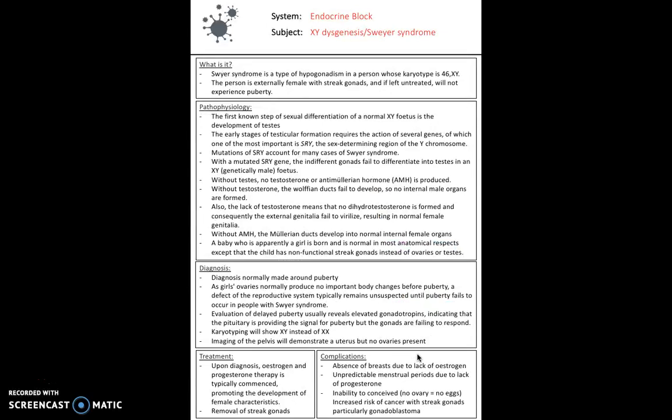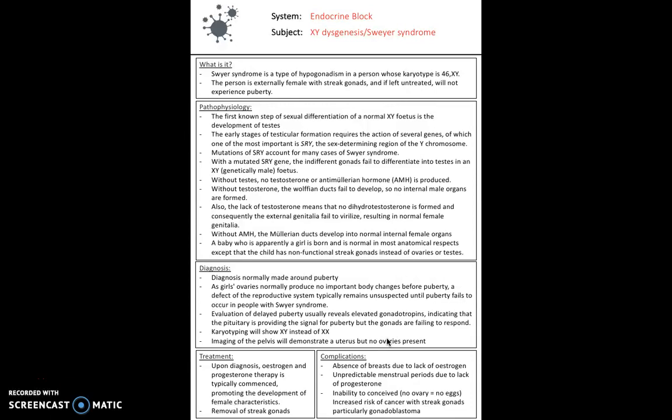Next, we're going to talk about XY dysgenesis. So this is also called Swyer syndrome. It's a type of hypogonadism. So what we're going to talk about next are both male and female hypogonadism. So in XY dysgenesis, we see a patient whose karyotype is 46XY. If we look at this patient, we will see a female patient with streaked gonads. So we won't be able to see the streaked gonads, but we see a normal female patient.